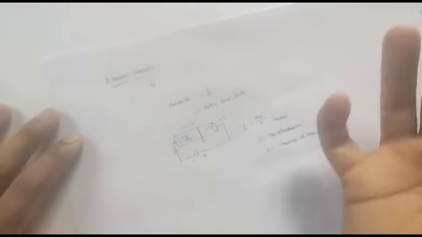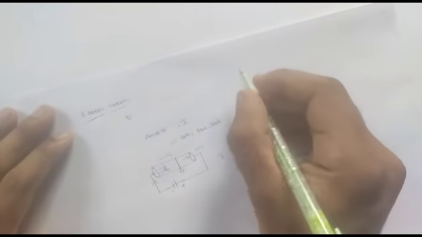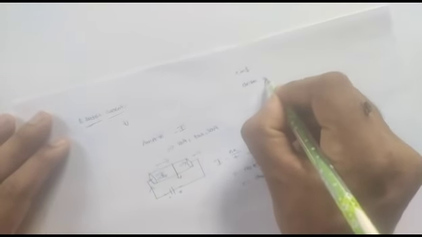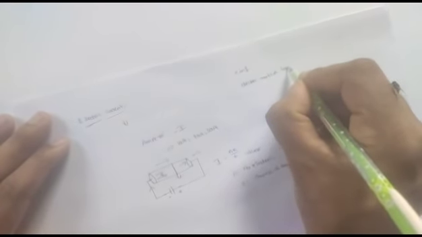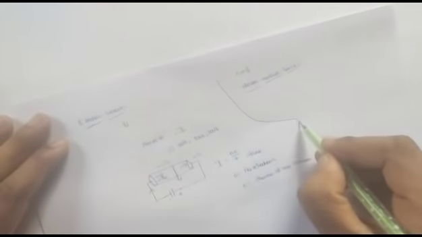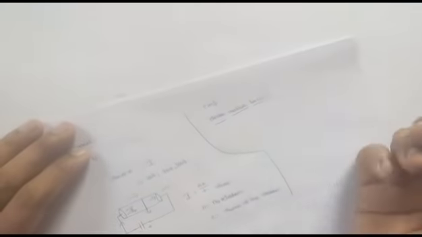Now let us move on to the electromotive force, or EMF. What is electromotive force? The energy that is required to drive an electric current in a circuit is known as electromotive force. Once again, the energy required to drive an electric current in a circuit is known as electromotive force, also known as EMF.